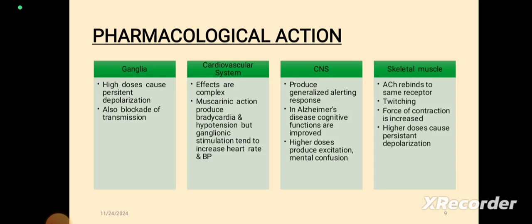Now we will see the pharmacological actions on the different parts of the body. So first part is ganglia. High doses cause persistent depolarization, also blockade of transmission. Ganglia is present in the nervous system. Cardiovascular system effects are complex. Muscarinic action produces bradycardia and hypotension, but ganglionic stimulation tends to increase heart rate and BP. For CNS, it produces a generalized alerting response. In Alzheimer disease, cognitive functions are improved. Higher doses produce excitation and mental confusion.